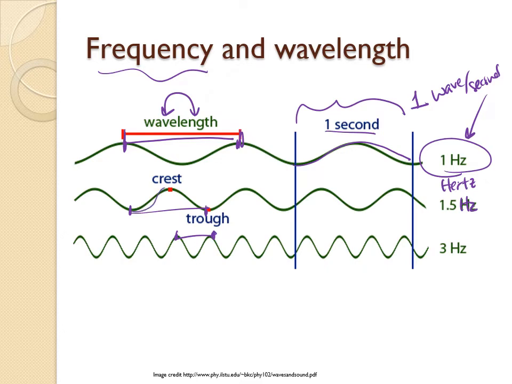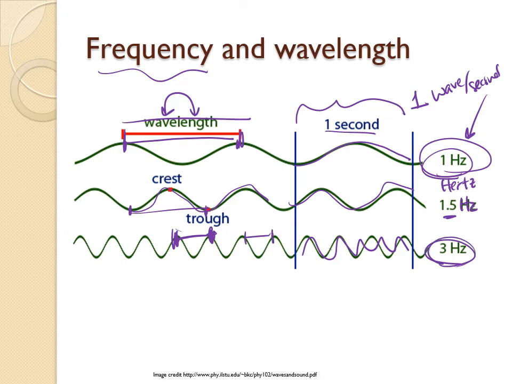This wavelength is a little shorter, which means that I can get more waves to pass. Here's 1.5 hertz. And this guy that has a super short wavelength, I can squeeze in a bunch of waves in here. It will have a frequency of 3 hertz. So notice that big wavelength, lower frequency. Short wavelength, bigger frequency. So they kind of go up and down with each other. It's an inverse relationship.